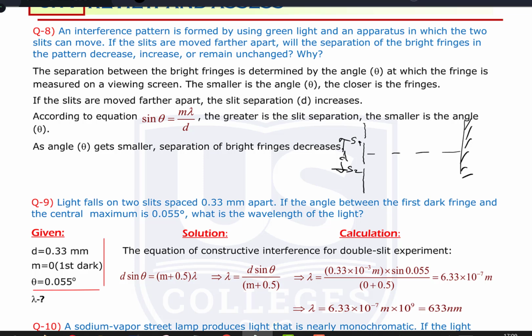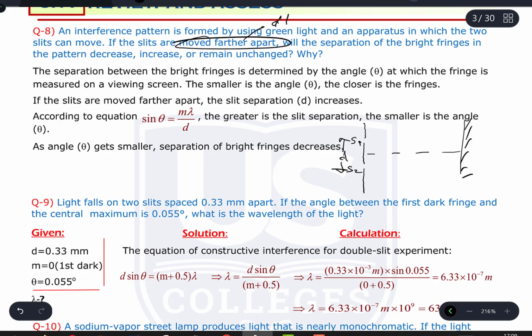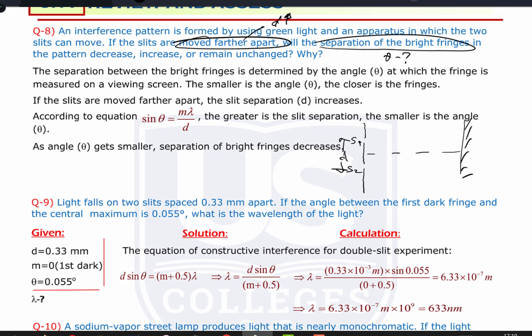If the slits are moved farther apart, and d increases, will the separation of the bright fringes in the pattern decrease, increase or remain unchanged? This is when the separation between the bright fringes is questions about theta. How does theta change? As theta, the angular displacement or position angle of the bright fringe, increases, then the separation between the fringes increases. So we will check that.